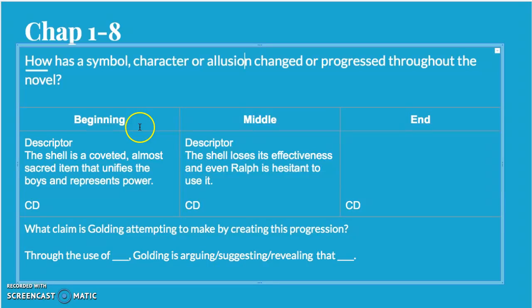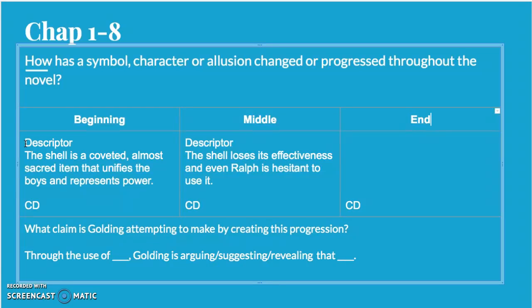So you'll set up a visual that makes sense. You're going to need a beginning, middle, and end section. So I like the 3 columns. The end, again, you're going to leave blank today. And for whatever symbol you choose, or character or illusion, describe that symbol, character, or illusion at the beginning and then in the middle.